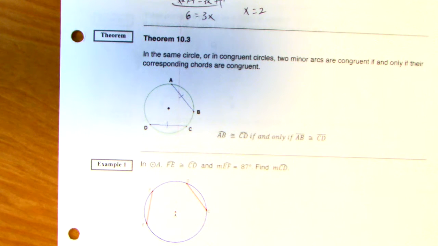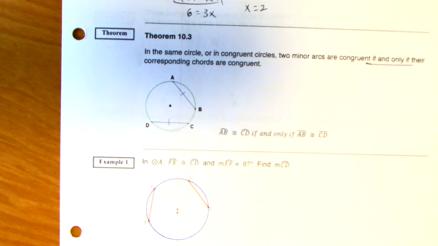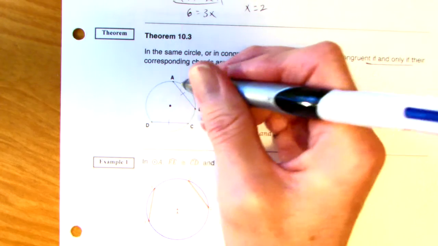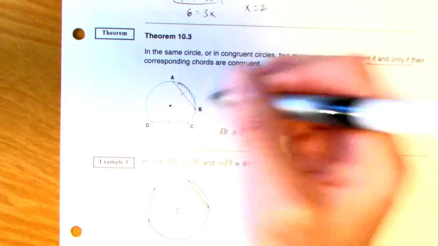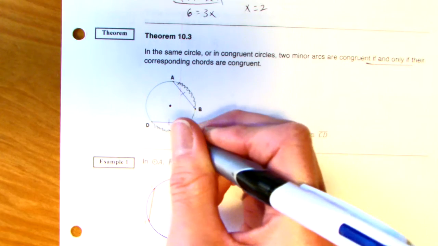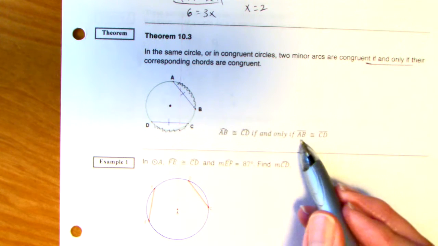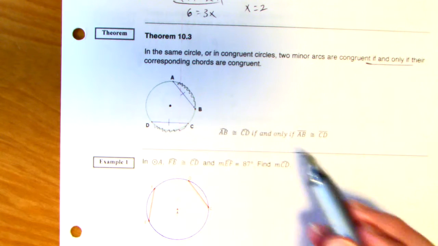All right, here we go. Can you see that picture well? Theorem 10.3. In the same circle or in congruent circles, it could be 2 different congruent circles, 2 minor arcs are congruent if and only if their corresponding chords are congruent. So if arc AB, this arc right here, is congruent to CD, then the chords are the same length. Or if the chords are the same length, then the arcs are. So if and only if.